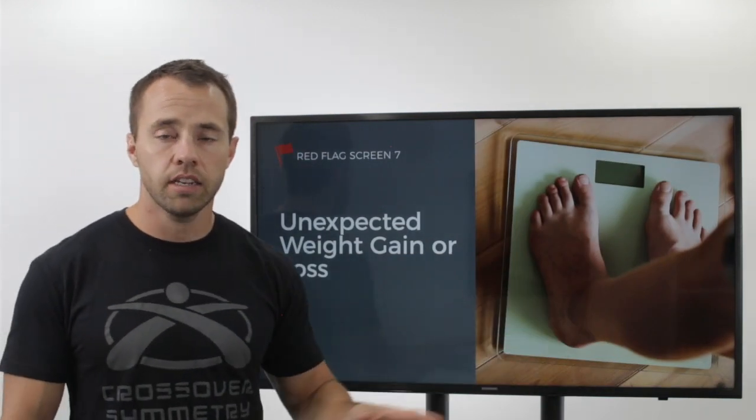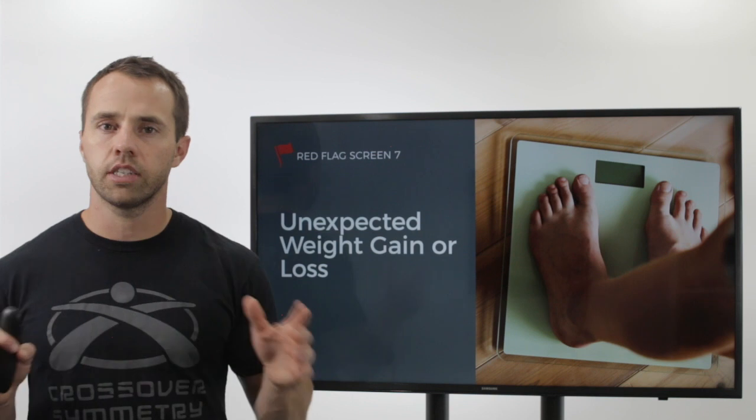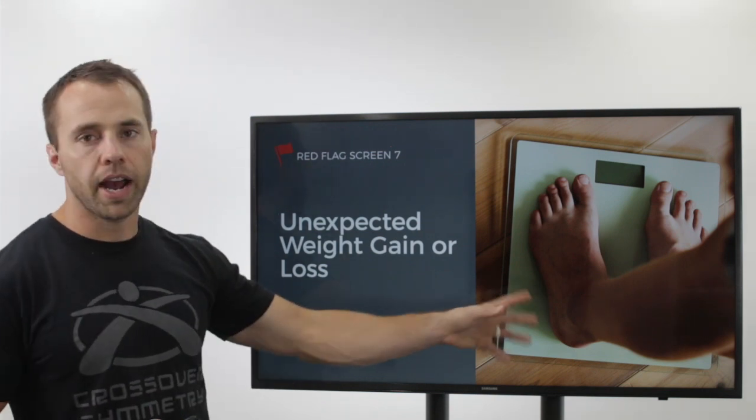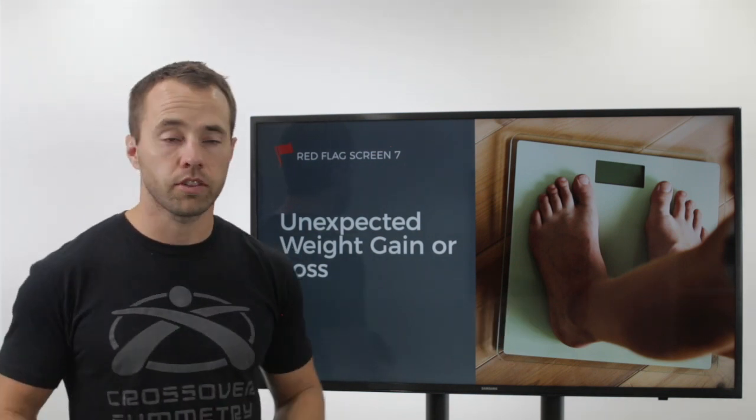Unexpected weight loss or gain. In addition to that, I'm going to say with any sort of history of cancer. So if that is in your background, see a medical professional about those issues.